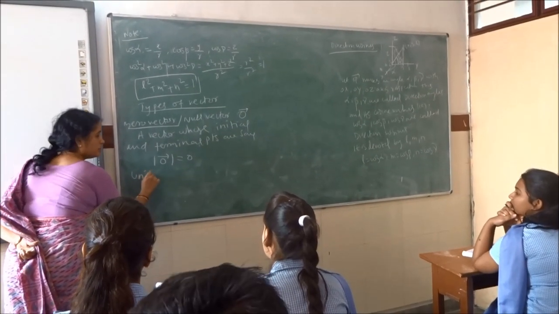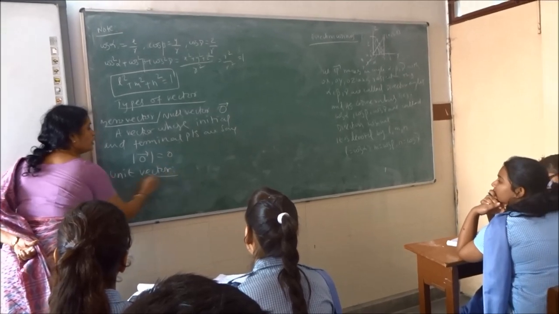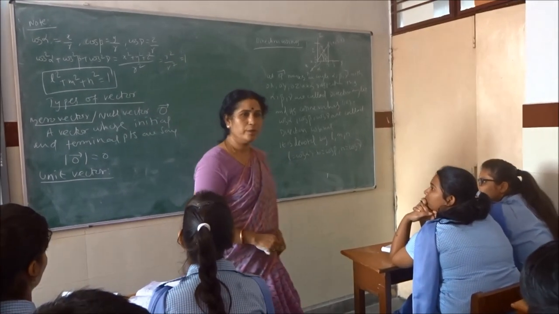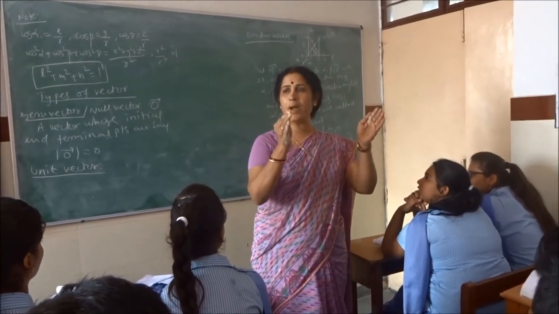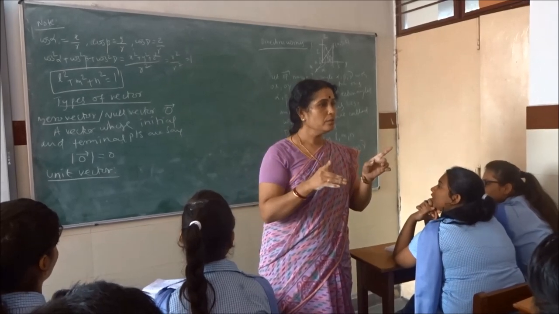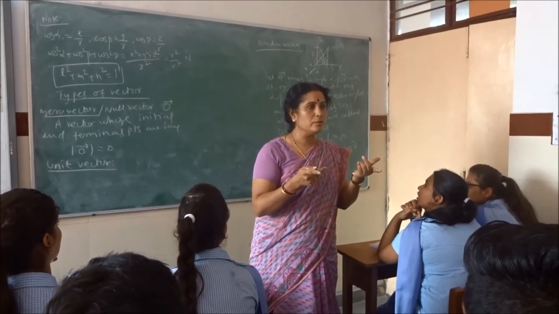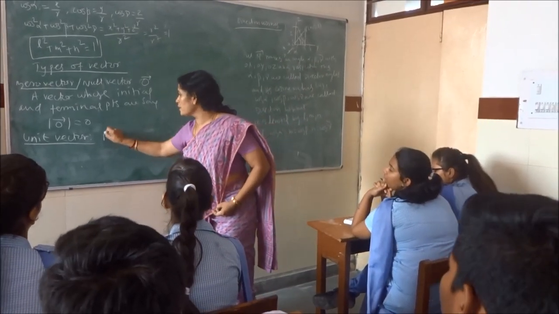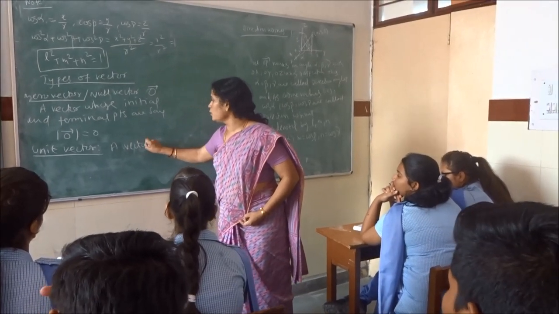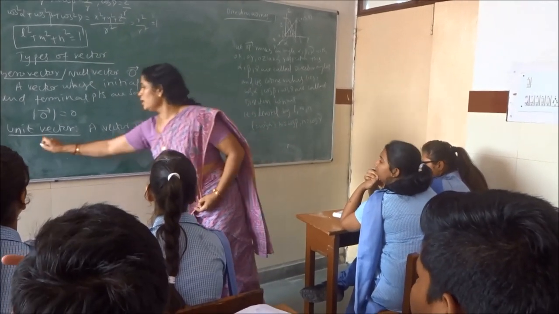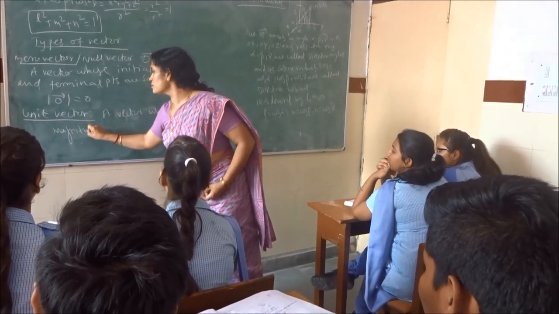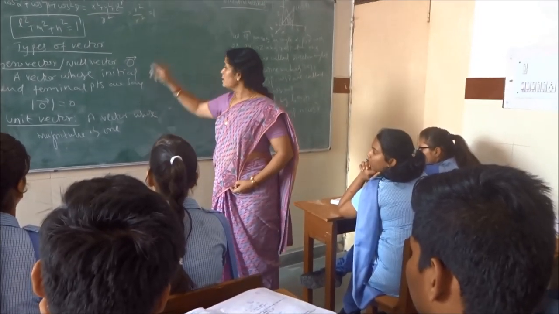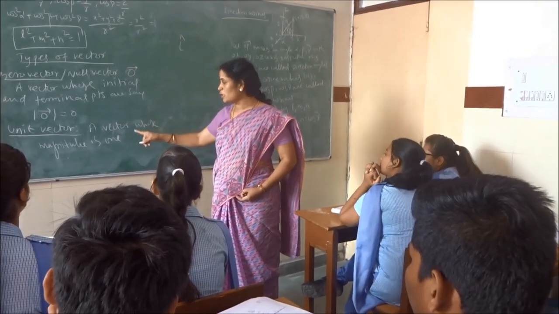Now unit vector. What is a unit vector? Unit means 1. A vector whose magnitude is 1, that is called a unit vector. We denote it by, as I told you, i cap, it is denoted by cap.